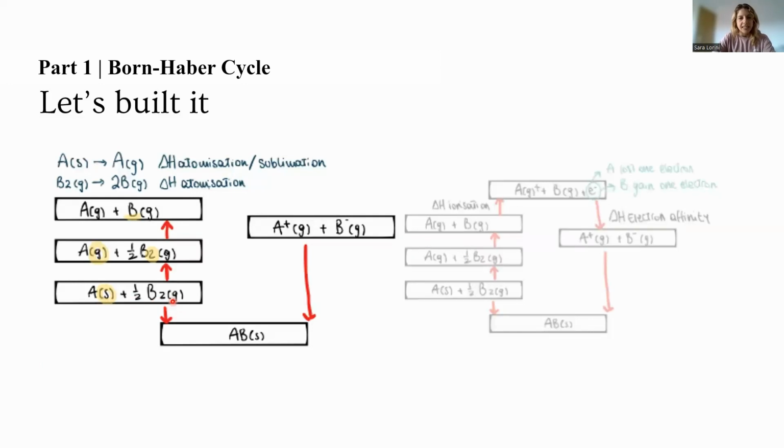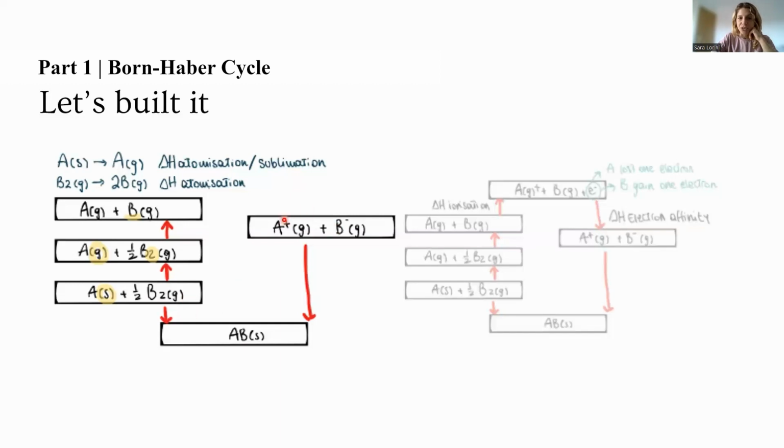We have the enthalpy of formation. That was the first step. Everything will lead to this enthalpy. I'm going to say the definition is the enthalpy change when 1 mole of ionic lattice is formed from its gaseous ions. This is lattice enthalpy. So we want to get from the enthalpy of formation to the lattice enthalpy.